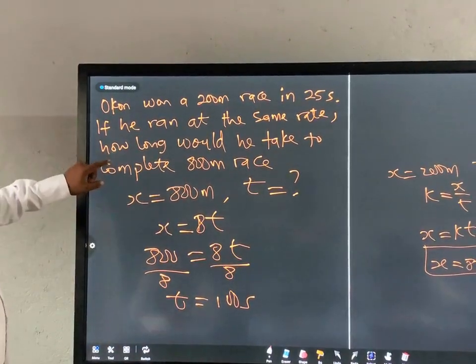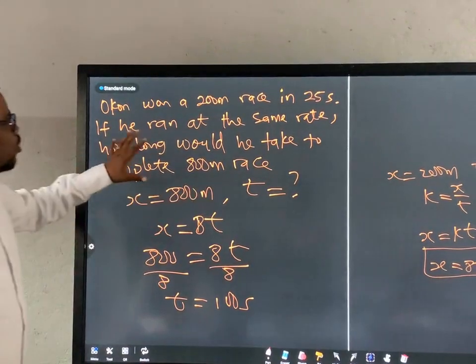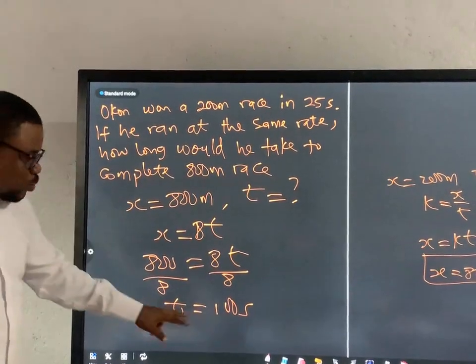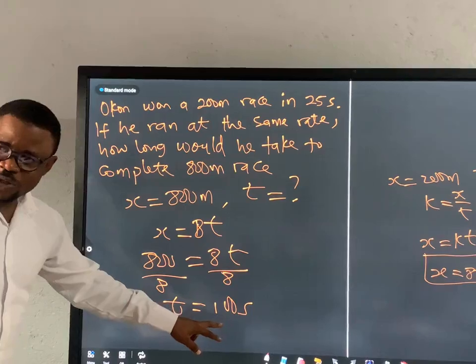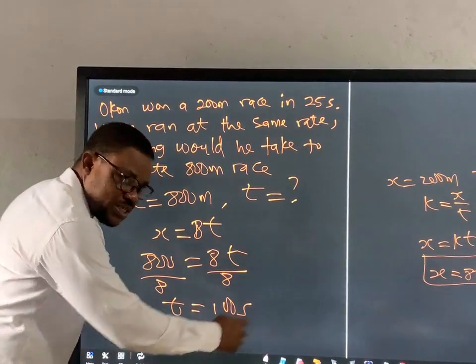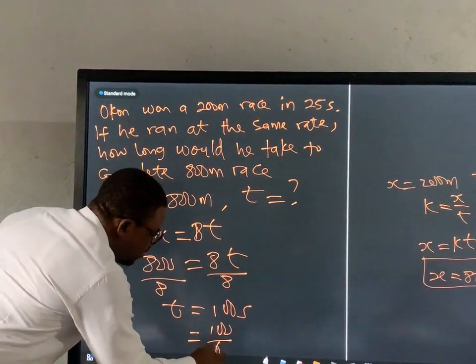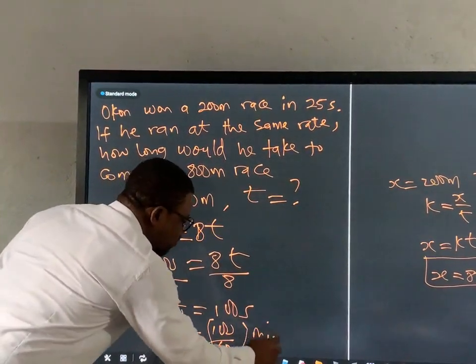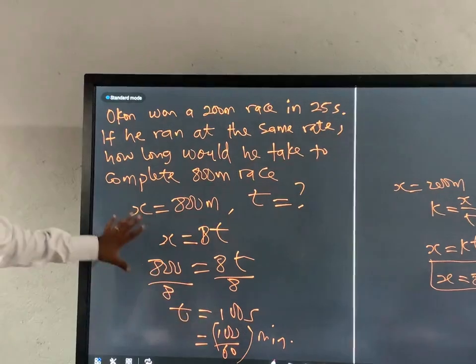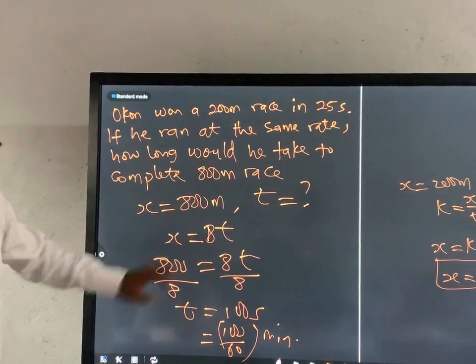But they said we should give our answer in what now? In minutes. Okay, the question is not complete. They said we should give our answer in minutes. So convert what? Seconds to what? To minutes. How do we do that? Divide by what? By 60. If you want to convert this to minutes, it will be 100 over 60 minutes. You can do the conversion yourself. Are you with me? This is method 1.